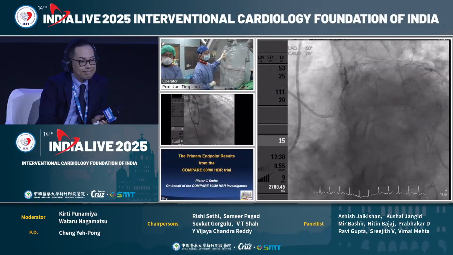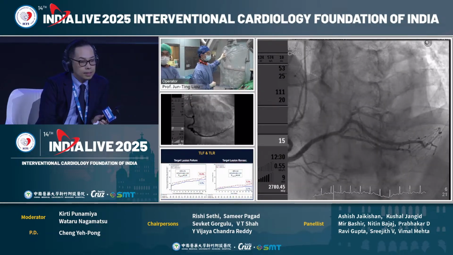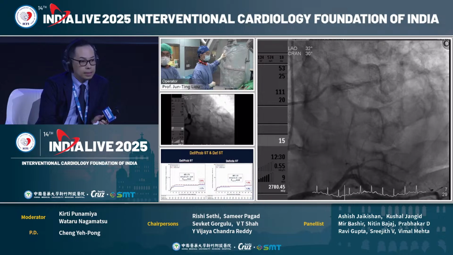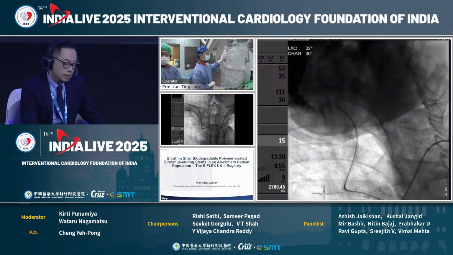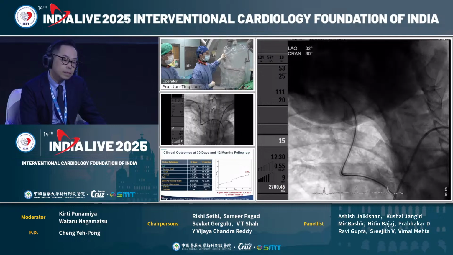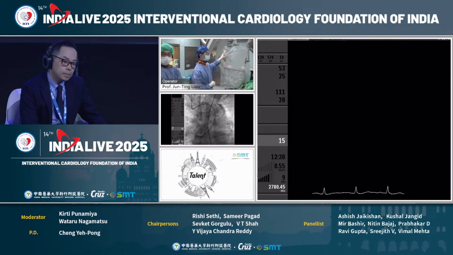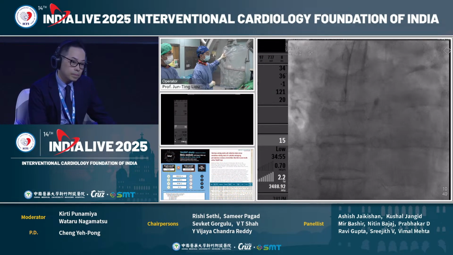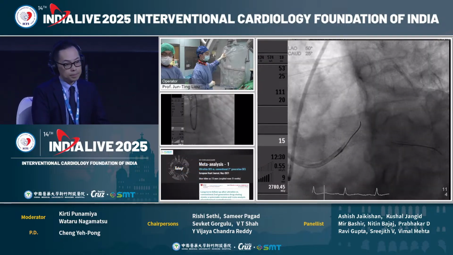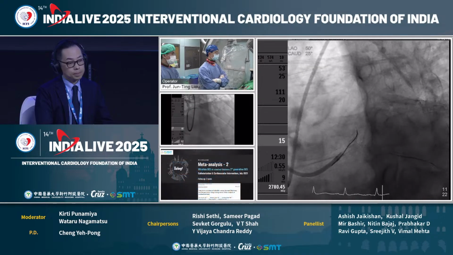So today we use the bilateral snapback approach with 7 French. The left main was properly engaged with EBU 4, but the EBU 4 could not go directly to engage the left main because of the tortuosity of the aorta. We changed to EBU 3.5.